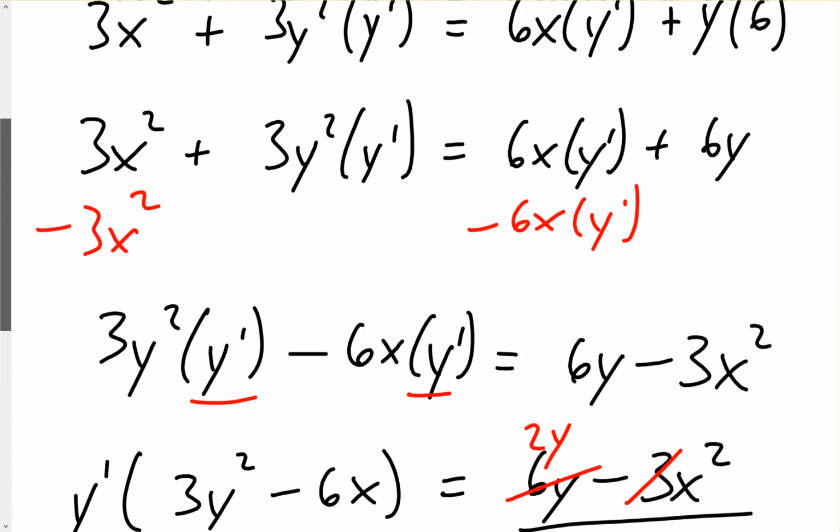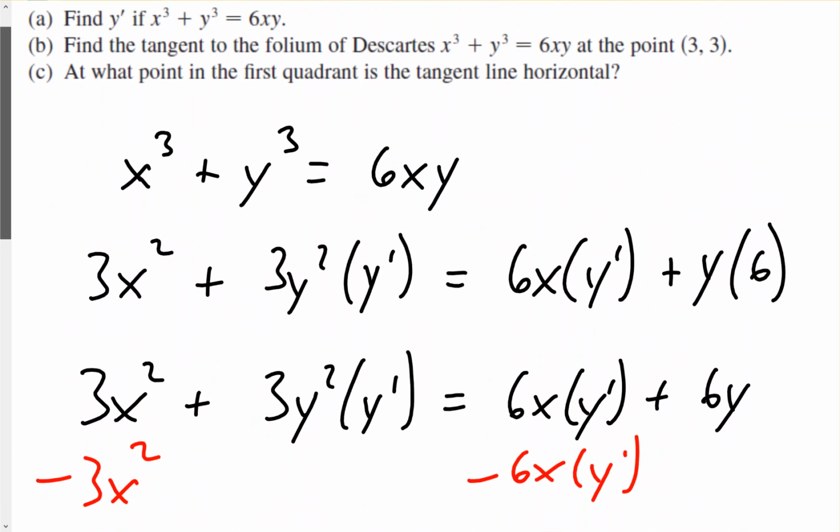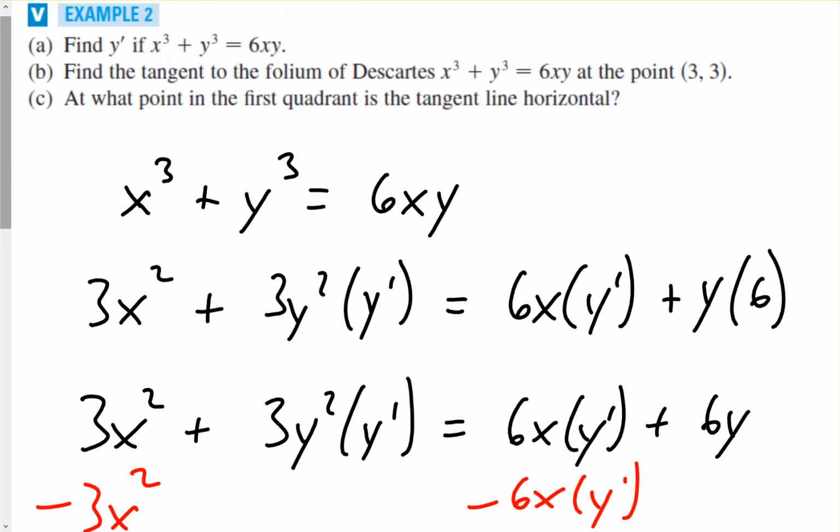Okay, so let's take a look then. That answers the first part. Find the tangent to the folium of Descartes. So this is Descartes' folium, they call this equation. If you're ever looking up Descartes' folium, that's the name of this equation. I'm looking for the tangent of that curve at the point 3, 3.